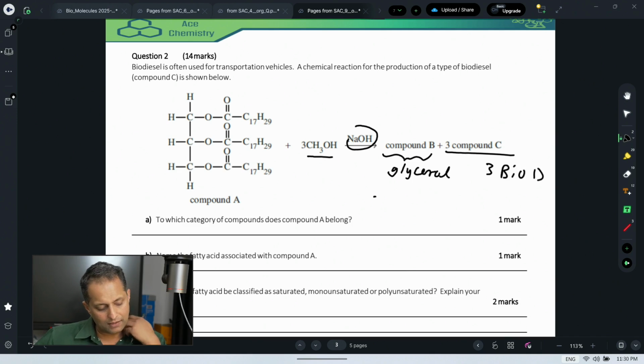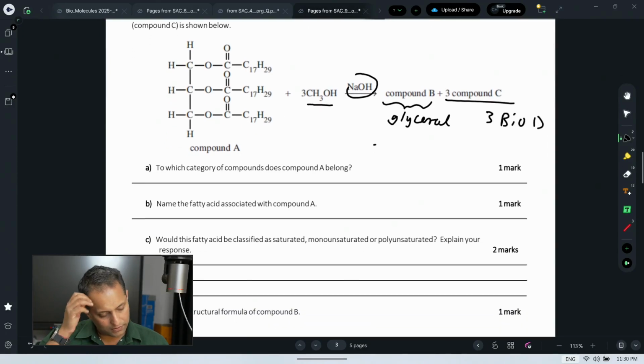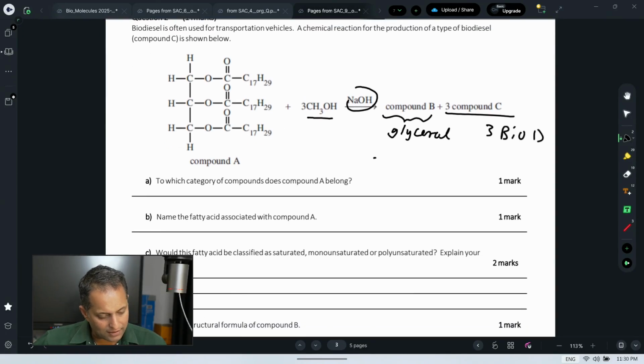When there's a question like that, what is the first thing you need to know? You need to be able to draw the structure of the biodiesel molecule straight away. That's one of the skills you need to have before you start doing your SACs or the final exams. So you need to practice, practice, practice. So let's see how I can help you draw the structure of the biodiesel molecule straight away. Okay, let's try to answer these questions first.